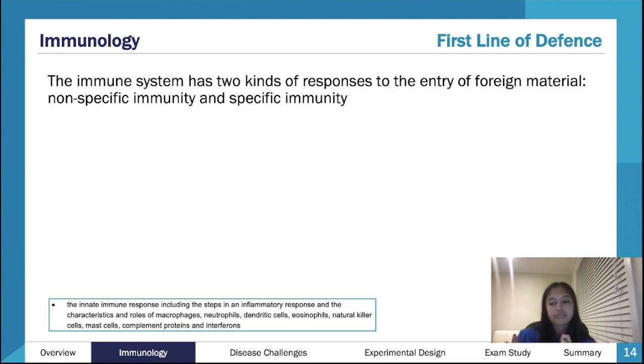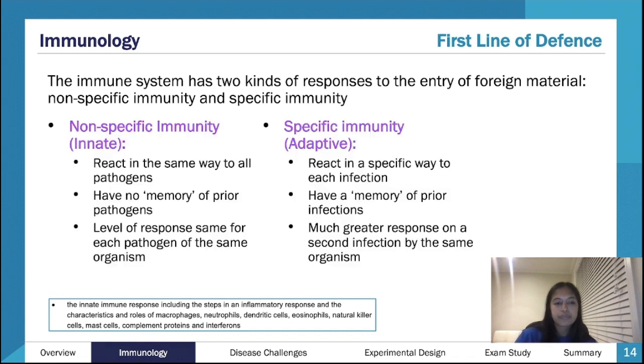But technically, when you're writing short answers, I would never really write first, second, or third. I'm sure it depends how lenient your examiner is, but it's always best to use terminology that's listed on the study design. Okay, so you've got your non-specific or your innate immunity and your adaptive or your specific immunity.